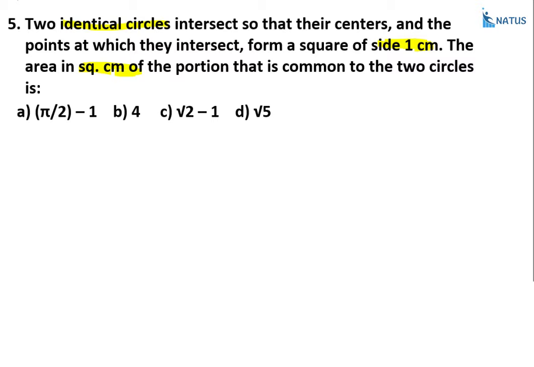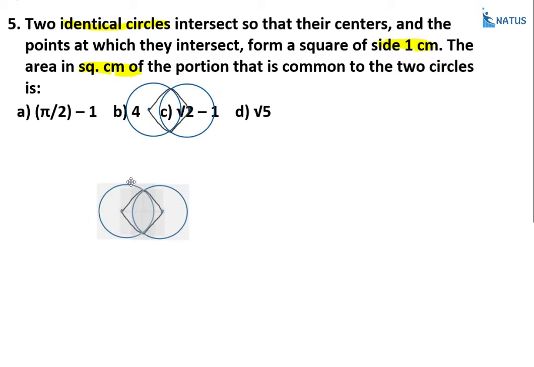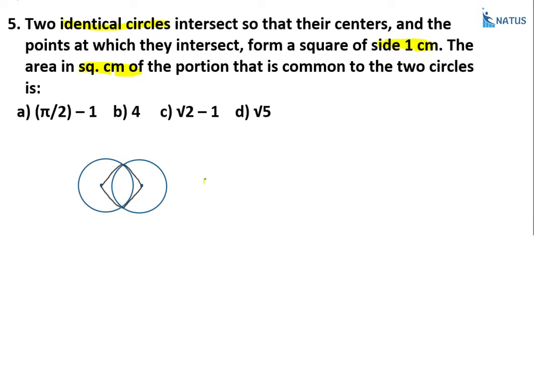See, now let us take this as point A and this as point B, and the centers, let us take C1 and C2. Now C1, A, C2, B, this is one square. What is the angle at A? 90 degrees, C1 90 degrees, B 90 degrees, C2 also 90 degrees.